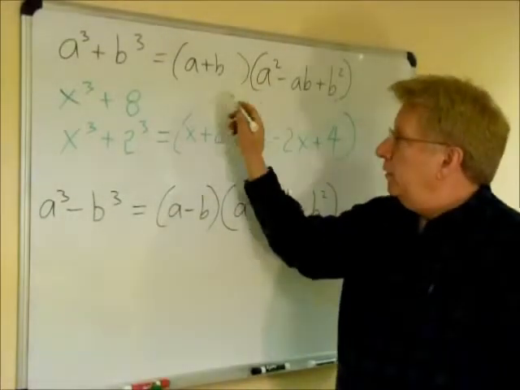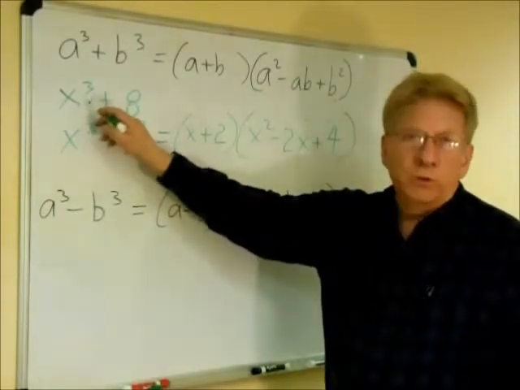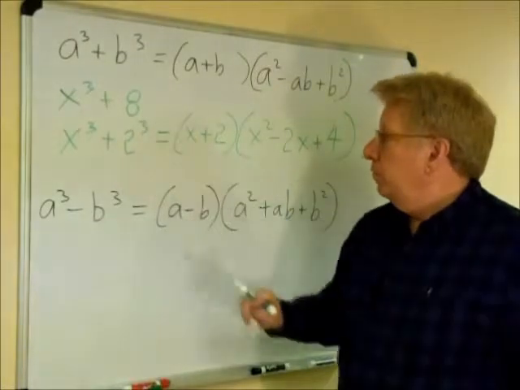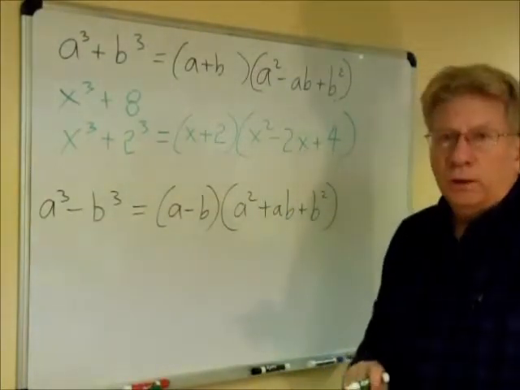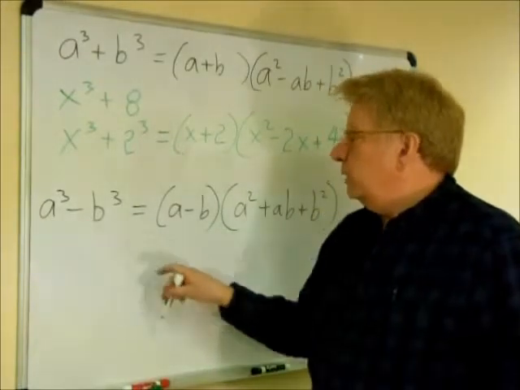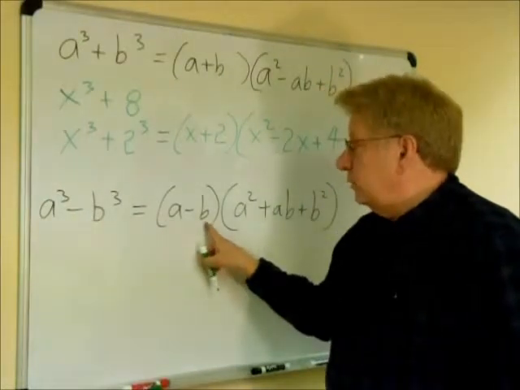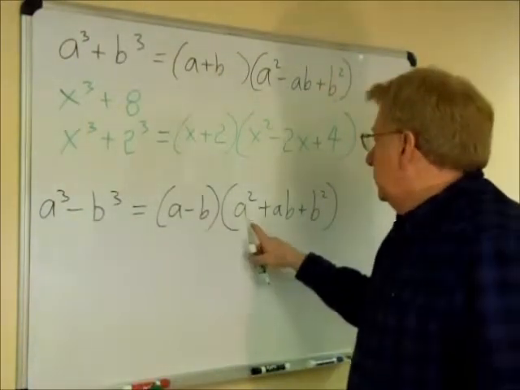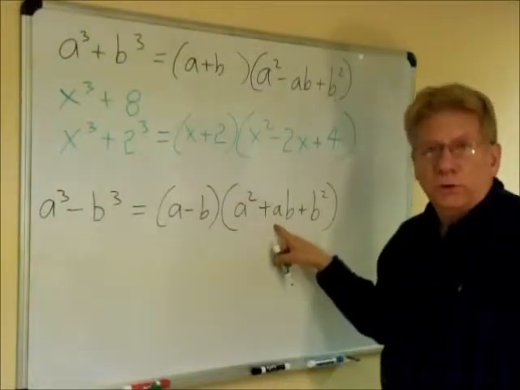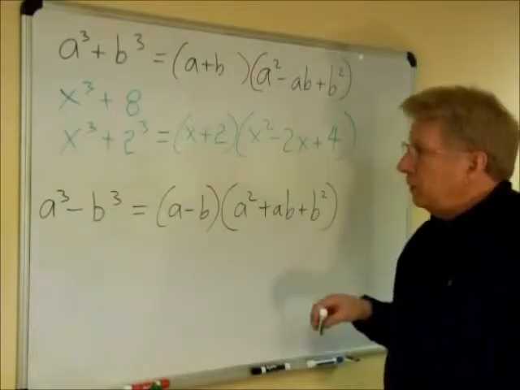So based on this pattern, we're able to factor the sum of two cubed expressions, x cubed plus 2 cubed. Alright, let's look at another pattern. In this case, we have an a cubed minus b cubed. And that falls into a pattern of first term minus the second term, a minus b, times the first term squared plus the product of the first and second term, ab, plus the second term squared, b squared.